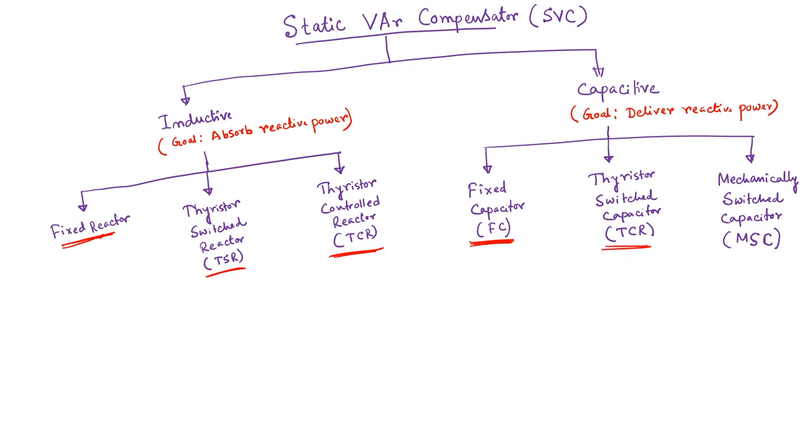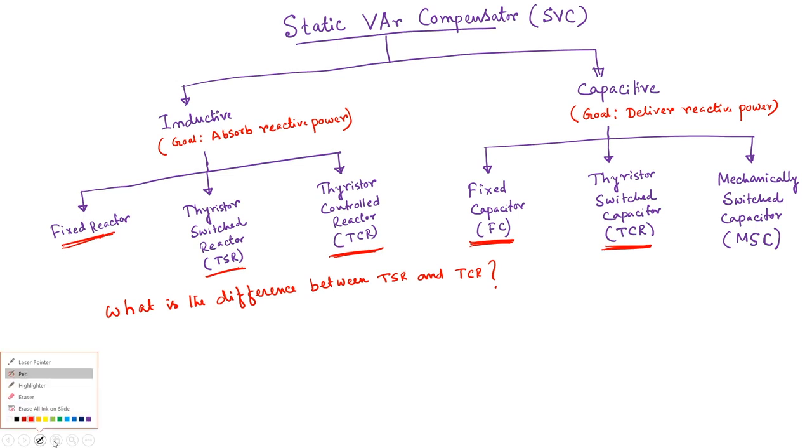Now, one may have a question: what is the difference between a switched reactor and a controlled reactor? So, what is the difference between TSR and TCR? This is an obvious question. And similarly, what is the difference of thyristor switched capacitor? Although a thyristor controlled capacitor does not exist, due to some reason I will discuss in a future lecture, hypothetically, if we assume that it exists, then what is the difference between the switched capacitor and controlled capacitor?